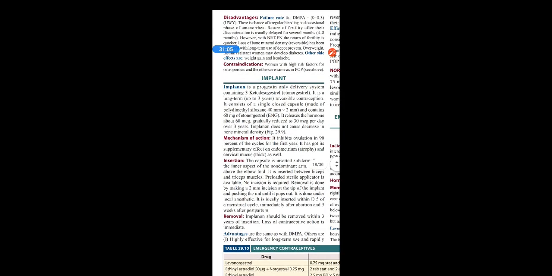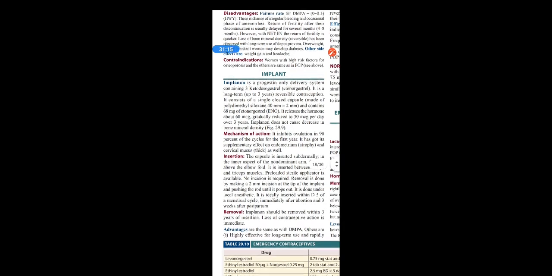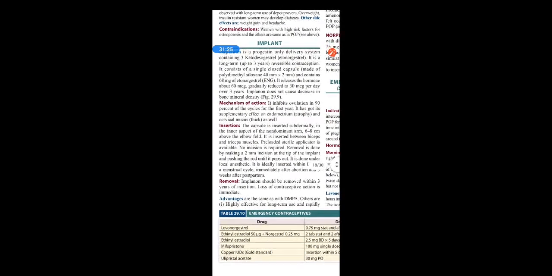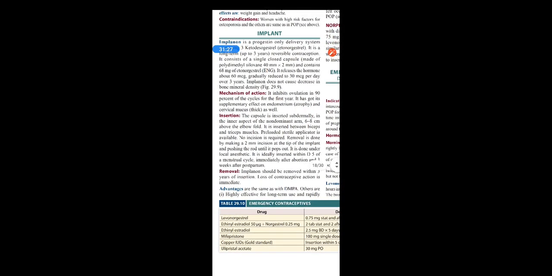It consists of a single closed capsule made up of polydimethylsiloxane, 40 mm by 2 mm, and it contains 68 mg of etonogestrel (ENG). It releases the hormone at about 60 mcg, gradually reduced to 30 mcg per day over 3 years. Implanon does not cause a decrease in bone mineral density. Mechanism of its action: it inhibits ovulation in 90% of cases for the first year.